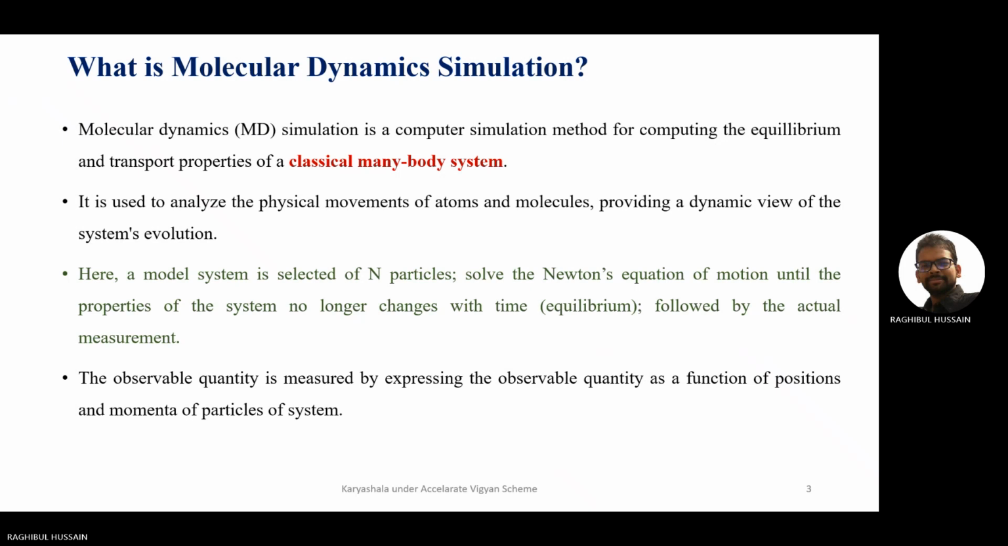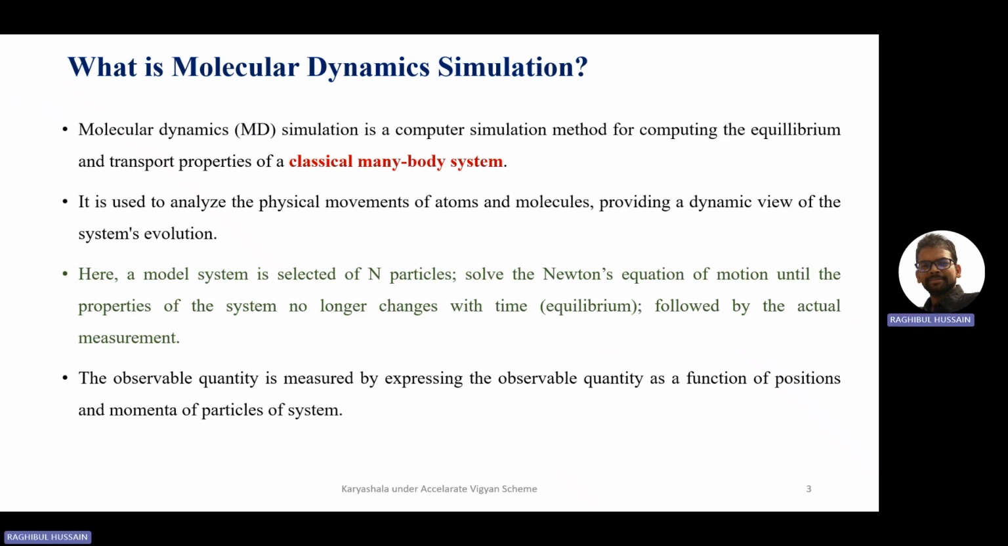So the next point is, it is used to analyze the physical movements of atoms and molecules, providing a dynamic view of system evolution. So what we generally do in molecular dynamics is observe how the molecules or atoms are moving in a system.